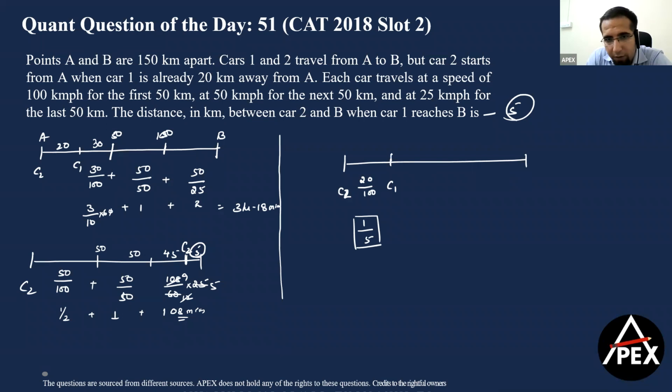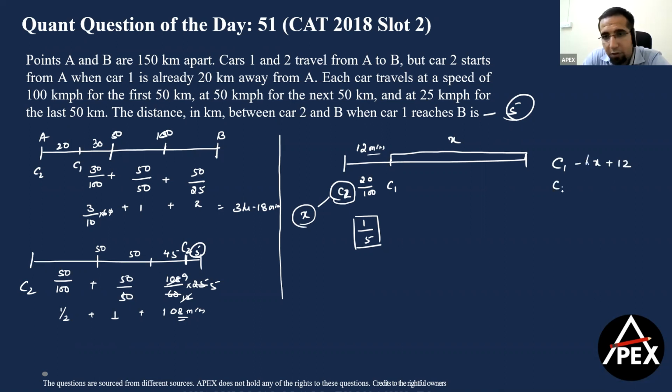So let's assume that if car 1 takes X hours to cover from here to here, car 2 has taken 12 minutes less to cover from here to here. Now I want to calculate the distance covered by car 2 after X hours. So I repeat, car 1 has traveled for a total of X hours and 12 minutes, and car 2 has traveled only for X hours. Which means, in short, that the time taken by car 1 to cover these 20 kilometers is the only gap between car 2 and car 1. So 20 kilometers at a speed of 100 kilometers an hour means 1/5. Now, 1/5 is the time less.